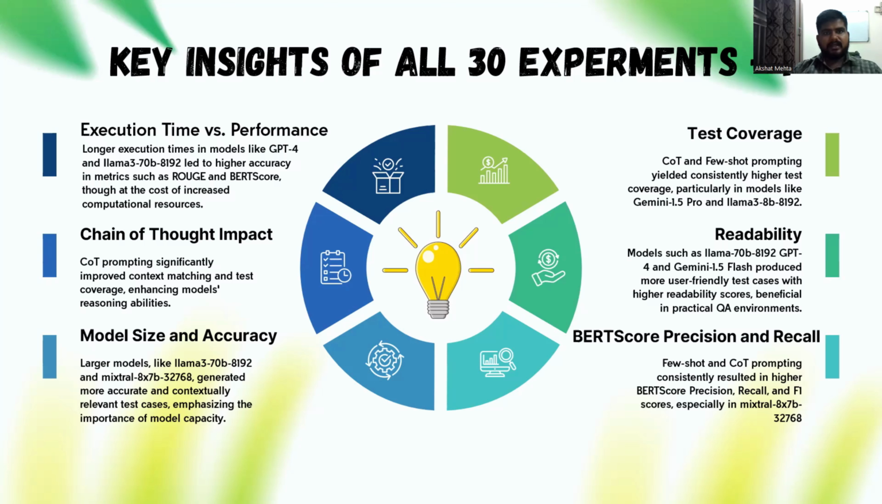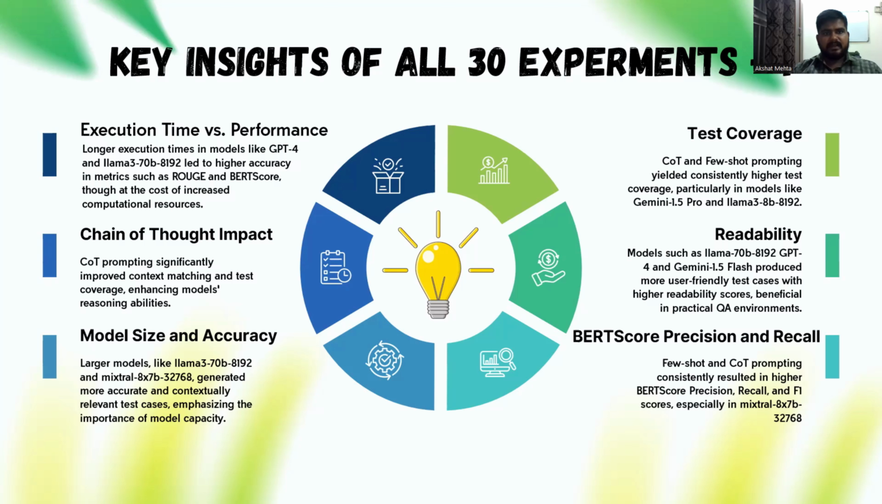Fourth, test coverage. Techniques like CoT and few-shot prompting consistently improved test coverage, with models like Gemini 1.5 Pro excelling, ensuring comprehensive coverage of user stories. Fifth, readability. High readability scores from models such as Llama 70 billion 8192 make them particularly valuable in the QA environment, where clarity is essential for effective testing. Sixth, BERT score, precision and recall. Few-shot and CoT prompting boosted BERT score metrics across models like Mistral 8x7 billion, enhancing their ability to mirror the essence of the relevant test cases accurately.